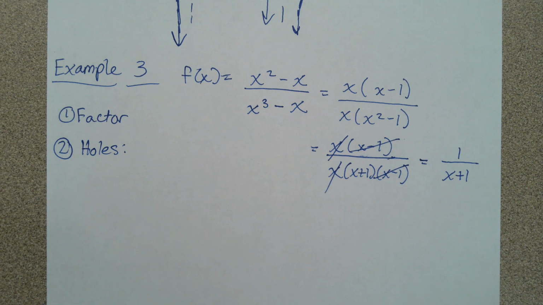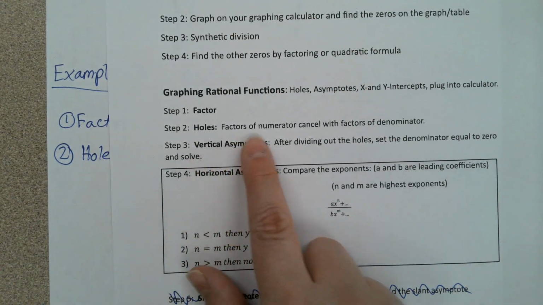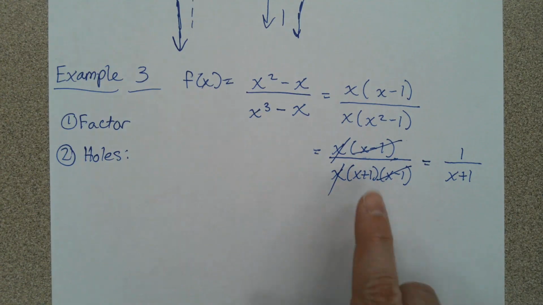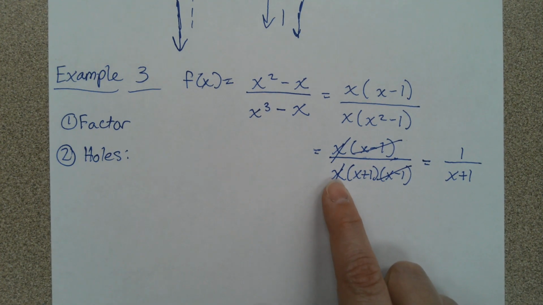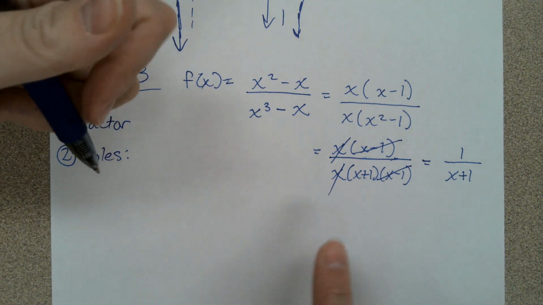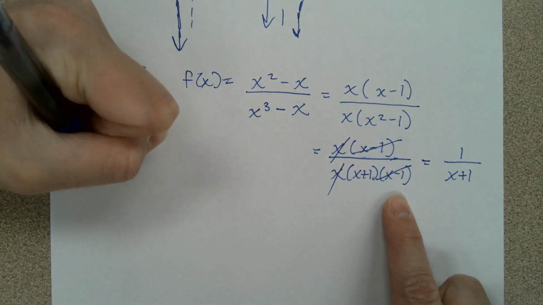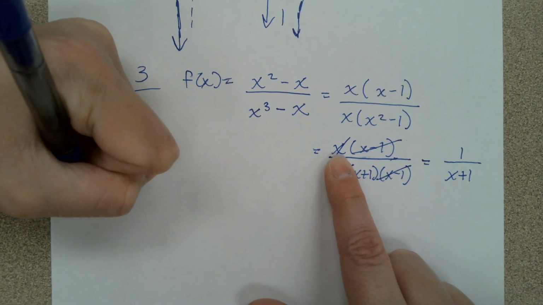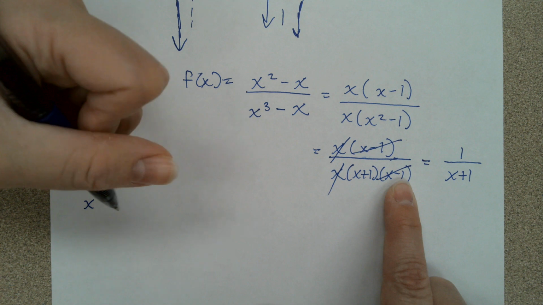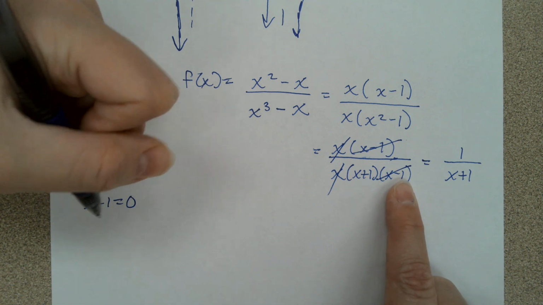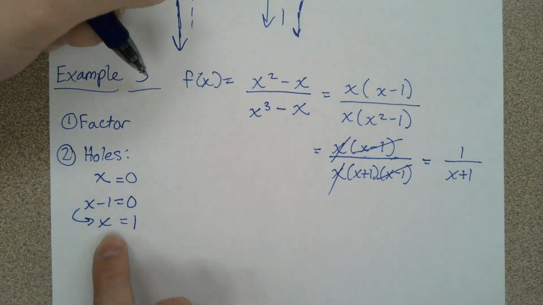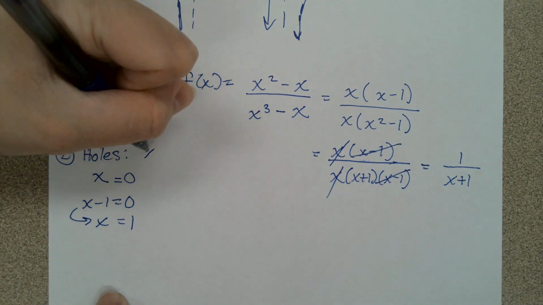So, holes: factors of the numerator cancel with factors of the denominator. So we canceled out two factors. So we canceled out x and x minus 1. So we'll have holes at x equals, and we're going to set these equal to 0. X equals 0 and x minus 1 equals 0. So at x equals 1. So we have two holes here.